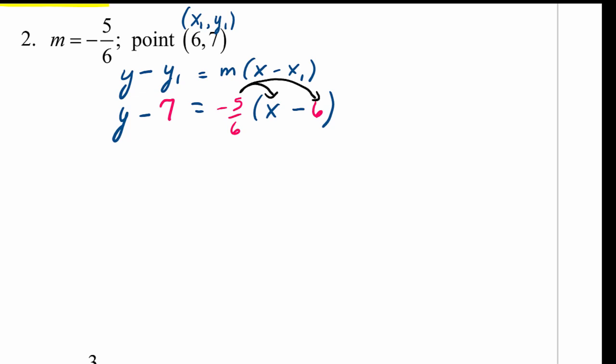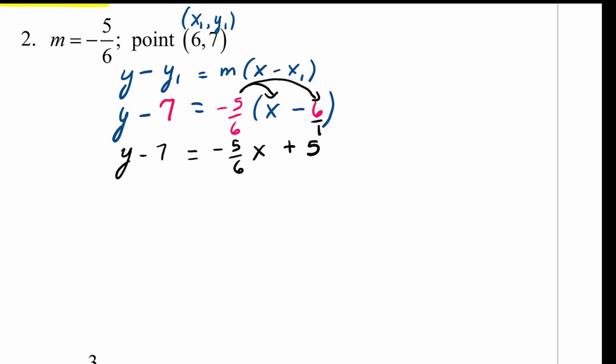They've asked us to put it in slope-intercept form, which means we need to isolate y. So the first step is to distribute. So y minus 7 equals negative 5/6 x plus, because a negative times a negative is a positive. Now over here, this is kind of nice. They give us a nice point. As I multiply across for those fractions, I get 30 divided by 6, don't I? Which is 5. So no fraction there.